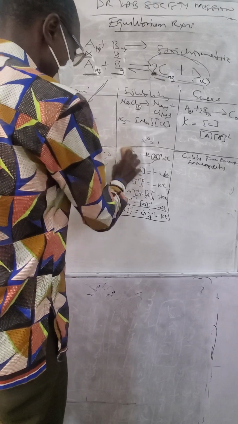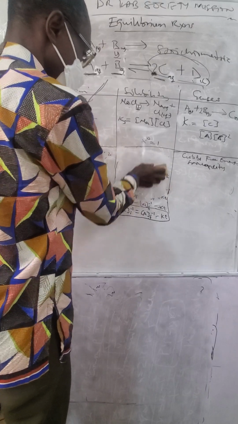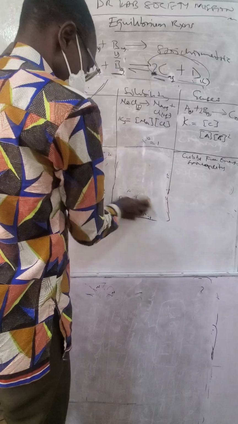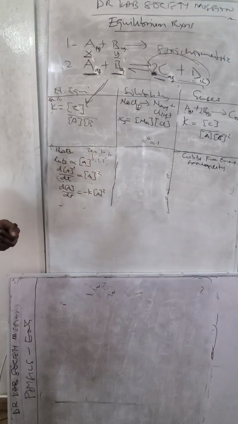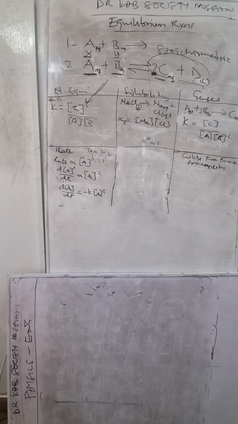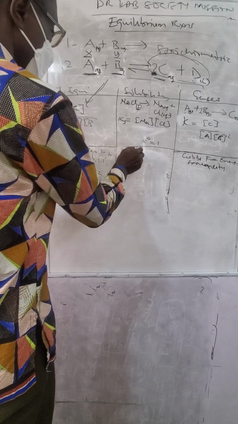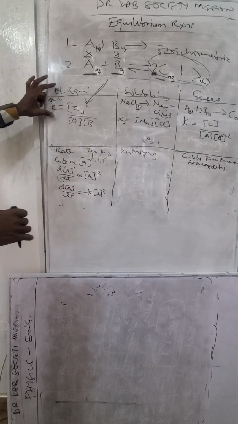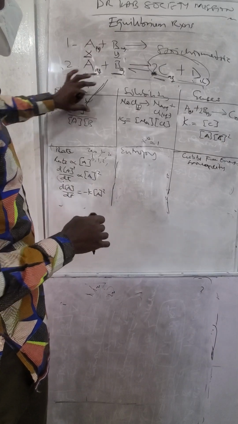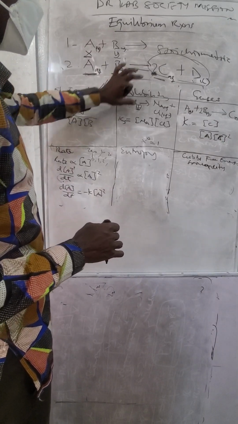Entropy was here, so let me put entropy so that we don't forget to discuss it. Alright, so we have finished with rate. We've discussed equilibrium constant, solubility product.